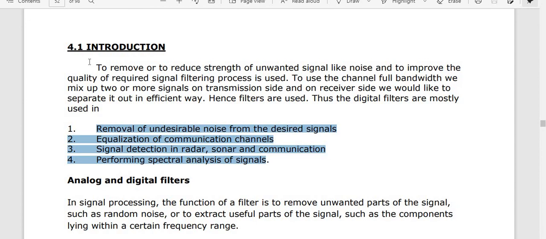You may have come across different kinds of filters like LPF, low pass filter, HPF, high pass filter, BPF, band pass filter, and BSF, band stop filter. You have learned about different types of filters. When you see all these filters, you can analyze their functionality. We can see the difference between analog and digital filters, how we can obtain them, and what parameters a filter depends on.